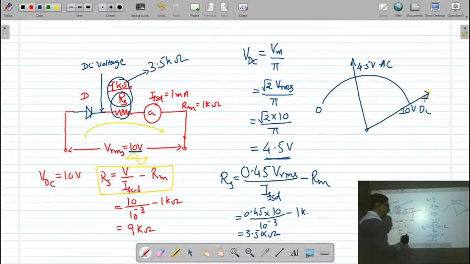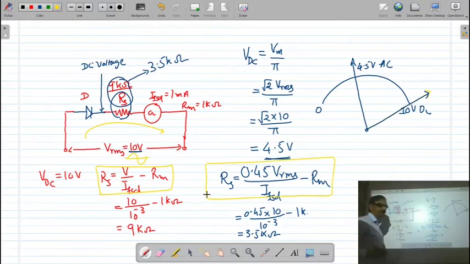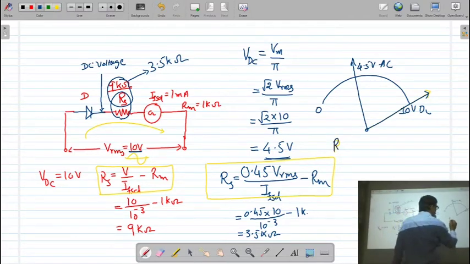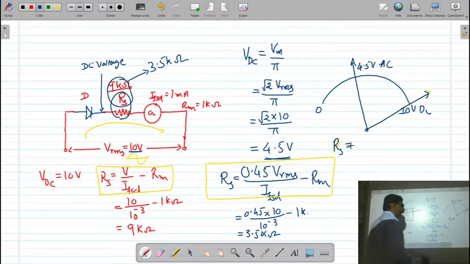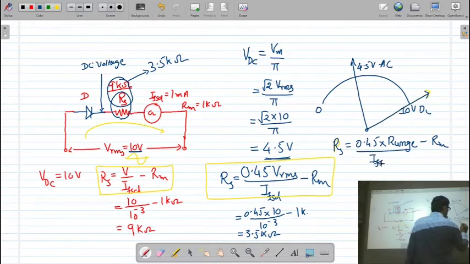For the half wave rectifier, you have to remember this formula. And sometimes we can also write this as RS is equal to 0.45 into the range minus internal resistance, that is the Rm, divided by IFSD.